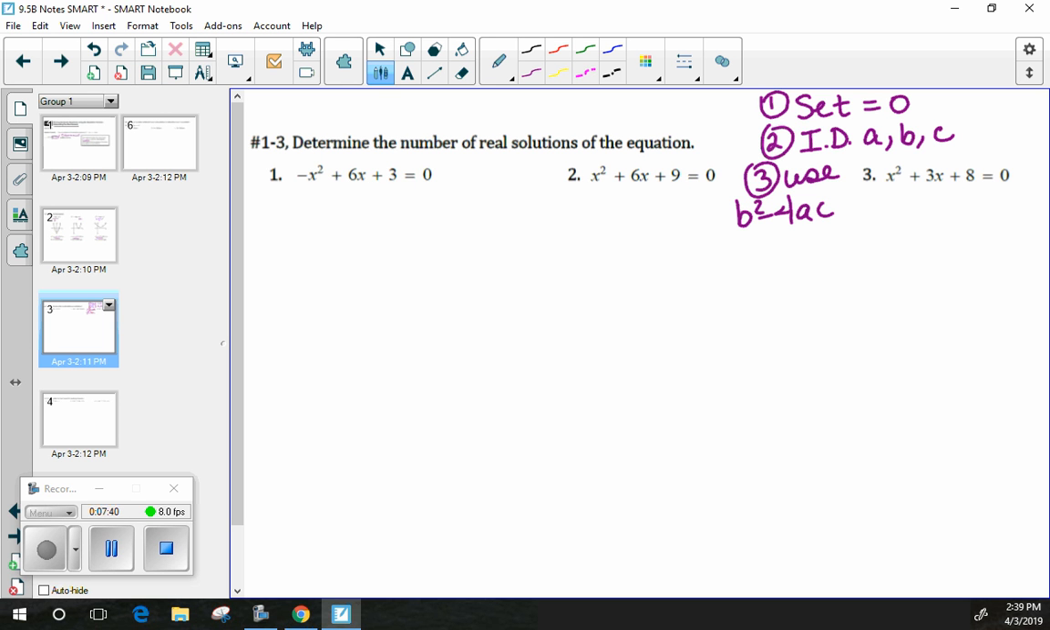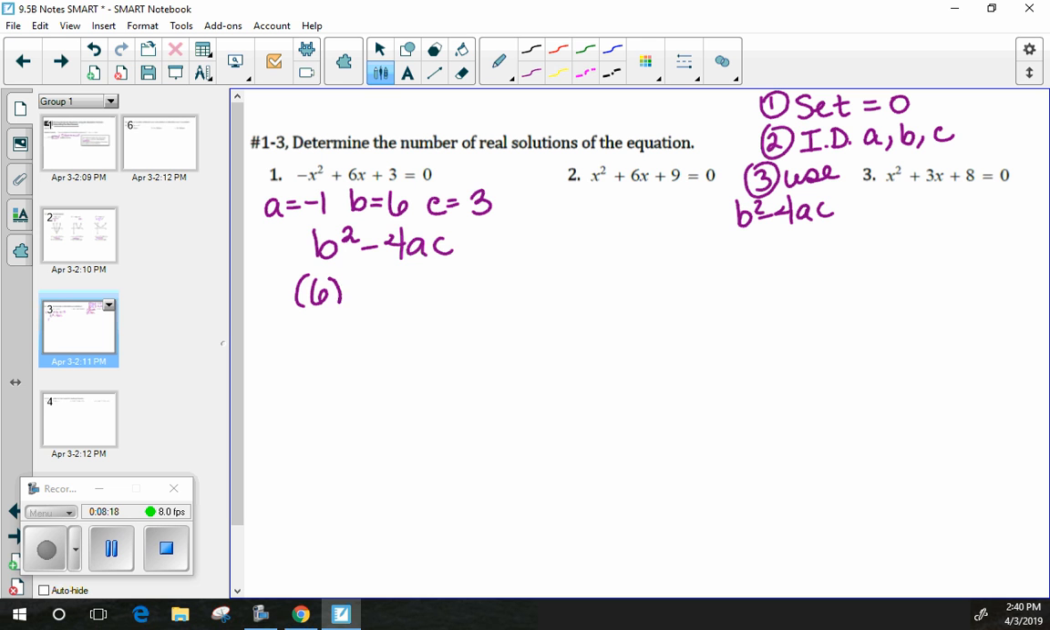So if you look at number 1, is it already equal to 0? Yeah, so it's already equal to 0. We're okay. So let's identify what A is. In number 1, A is -1, B is 6, and C is 3. Everybody okay with that? Because they're not asking me to find the solutions. They just want you to say how many real solutions there are. I don't have to use the entire quadratic formula. I can just use the discriminant for that. Okay, so I'm going to use that b squared minus 4ac. It's up here on the board as well. Okay, and I'm just going to insert into this.